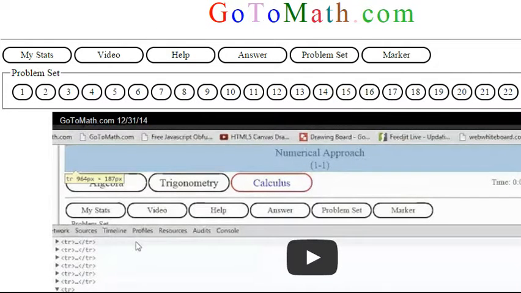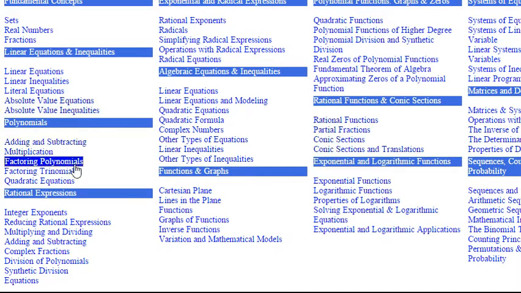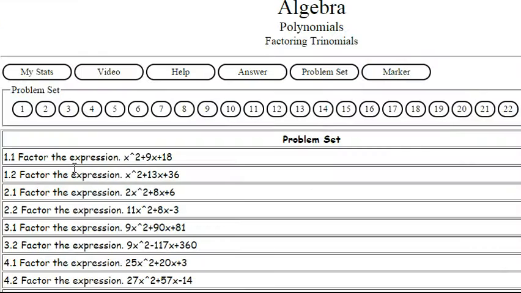Hey, we're at gotomath.com. Click on the algebra. Let's go down to factoring trinomials.